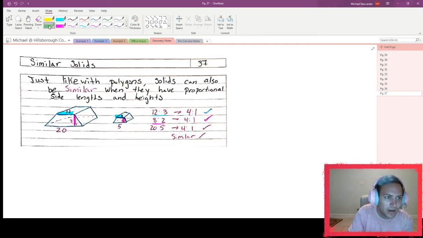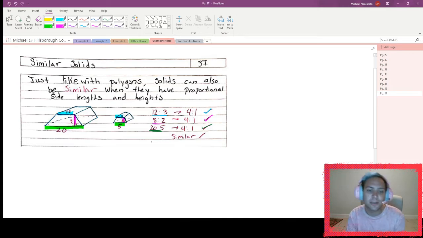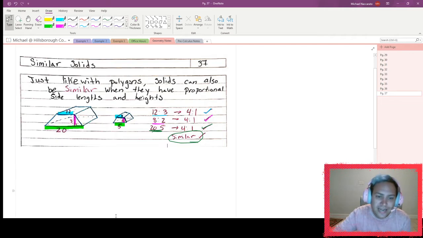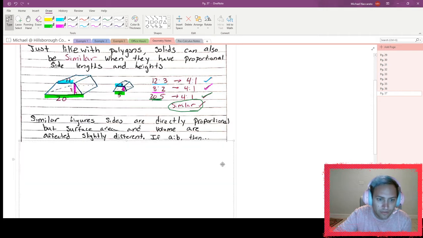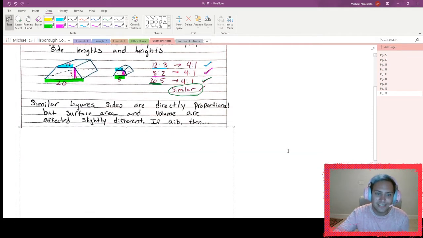And then we could compare the bottom. There is a 20 and a 5. So we could make the ratio there that is 20 to 5. Both those are divisible by 5, and when you divide by 5, you get 4/1. So since all of those dimensions come out to a 4/1 ratio, then you know that those figures are similar, right? So when we take that further, though, and we're comparing surface area and volume, they aren't affected directly.